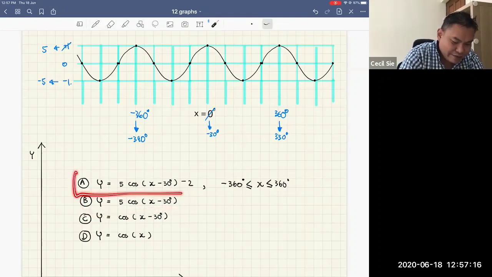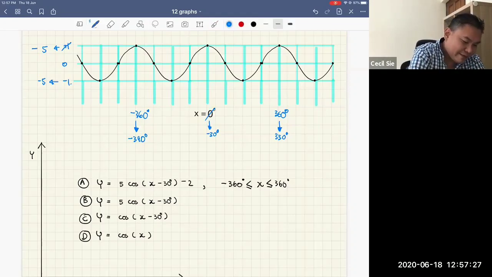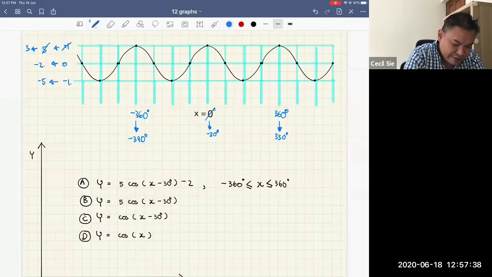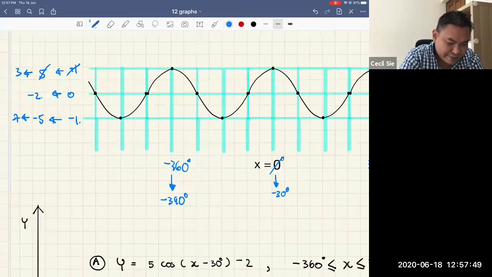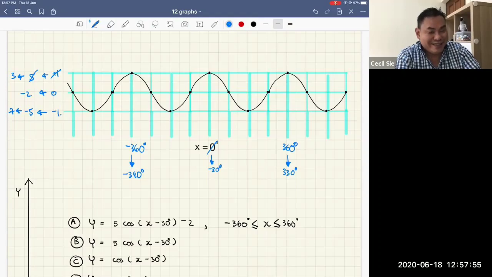The next one, minus 2. Shift the graph down. Instead of shifting the graph, we change the numbers only. We change the numbers. This 5 will turn into 3, and 0 will turn into negative 2, and negative 5 will turn into minus 7. We change that way. So that's it. Almost finished.